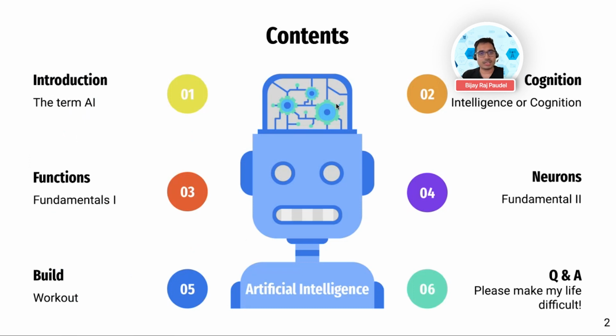So the contents today will be just the introduction of the term, and introduction of intelligence. What is intelligence? What is cognition? I'll talk about mathematical functions, the fundamentals, and then neurons, next fundamentals. And hopefully we'll build a single neuron for doing something useful, just one neuron. And finally, there will be a QA session.